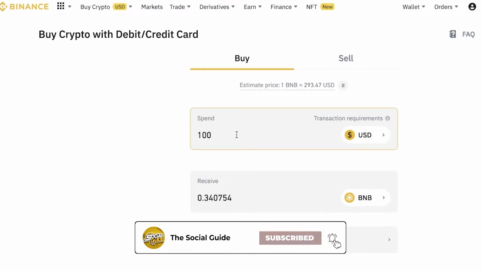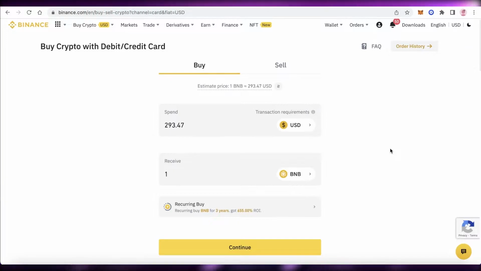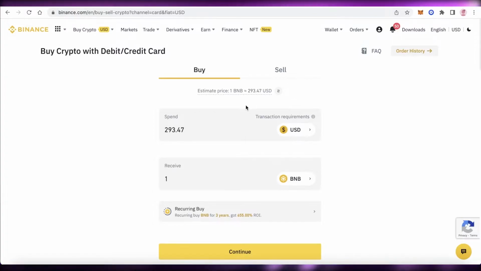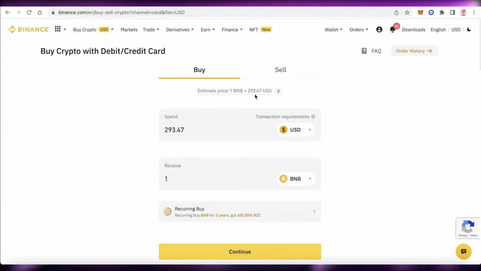Now you can see over here, let's say I want to buy one BNB, which is around $293. If I buy it currently at $293, I'm definitely losing around $30 to $40 that I could have easily saved. Now, how can I actually save money? I'm looking to buy BNB directly on Binance from my credit or debit card. How am I losing money? Well, if you go with bank transfers, it's basically the same thing, you're getting one BNB for around 293 USD.